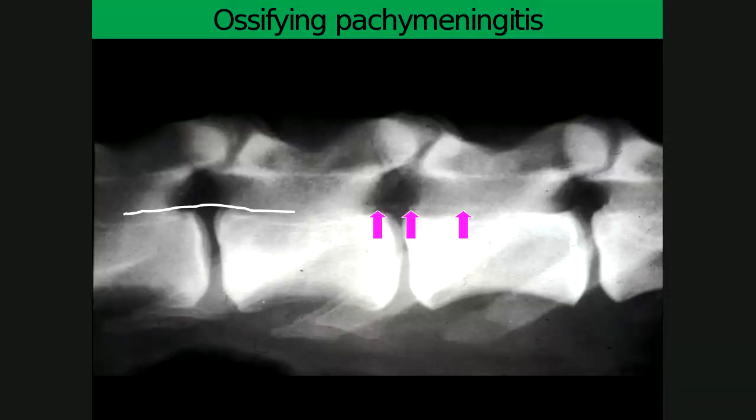In this image, the white line just indicates schematically where it would occur most commonly, and the arrows indicate this very faint mineralized line along the floor of the vertebral canal, and that's consistent with the location of the dura mater.